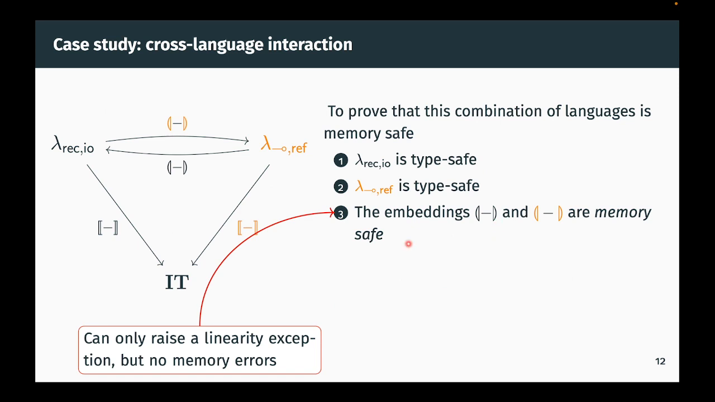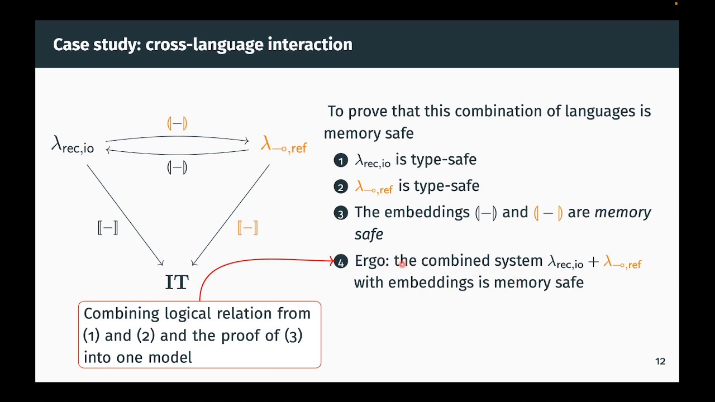What we mean by this is that embedded terms can raise errors, but the only error they can raise is a linearity exception. So an embedded term cannot raise a memory error, for example. It cannot dereference a null pointer or something like this. Then we combine those things together to prove that the combined system with embeddings is memory safe. We do this just by combining the logical relations from the first two points and the proof of the third point into one model.